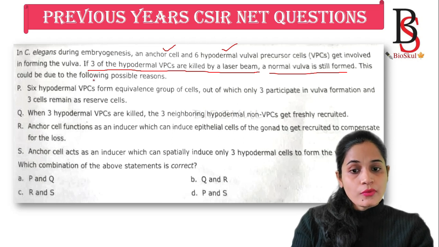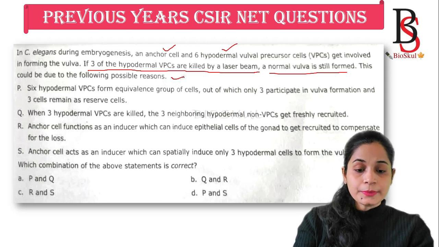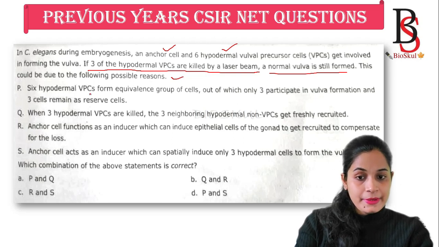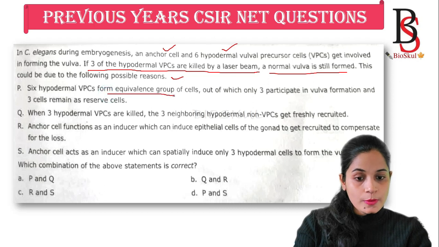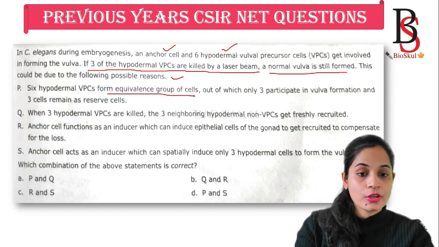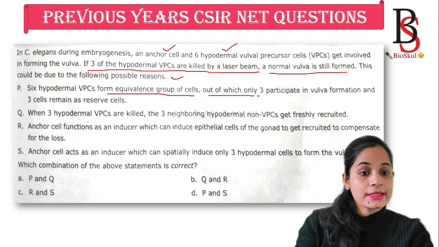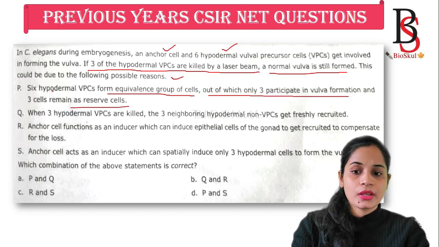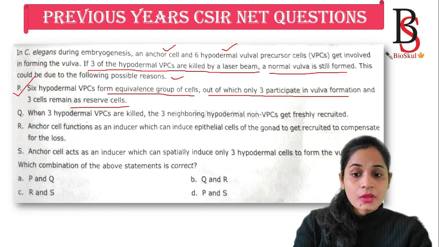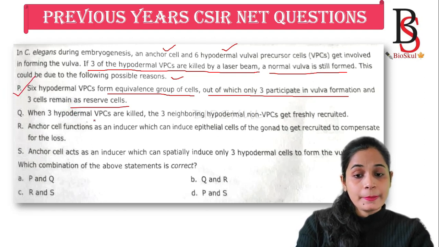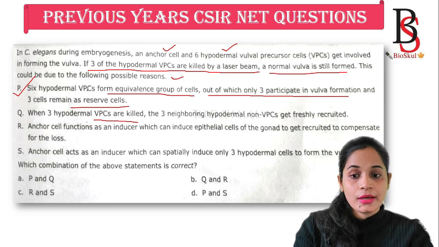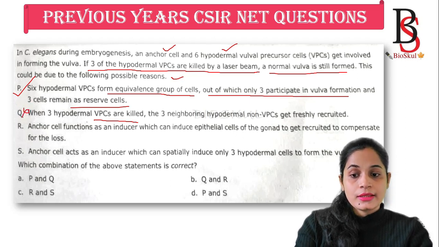This could be due to the following possible reasons. Let's see what are the possible reasons. 6 hypodermal VPC form the equivalence group of the cells. Yes, they form the equivalence group of cells, out of which 3 participate in the vulva formation and 3 remain in the resorption. Yes, that is correct. When the 3 hypodermal VPC are killed, the 3 neighboring hypodermal non-VPC get freshly recruited? No. Then the option R is wrong.